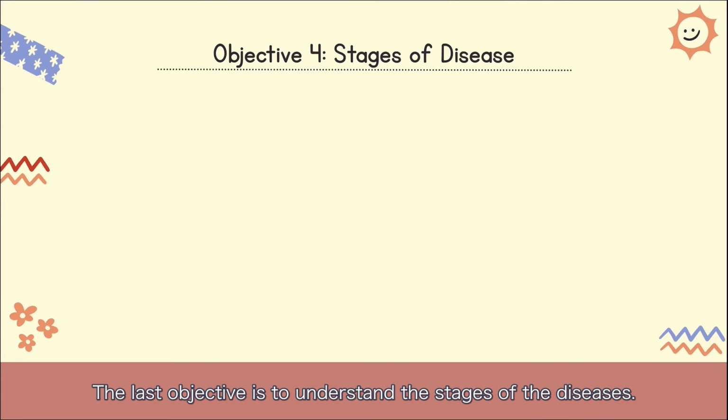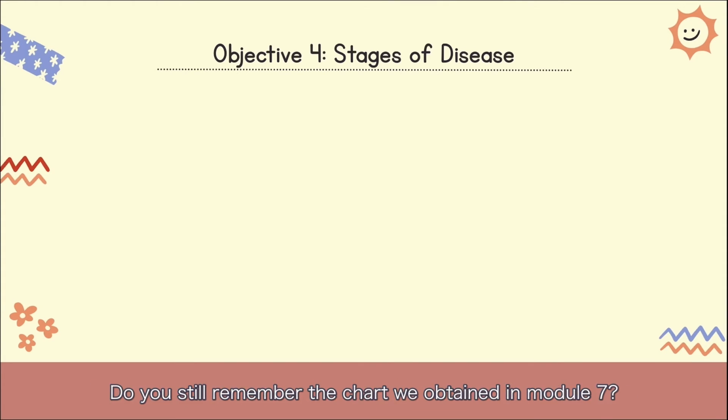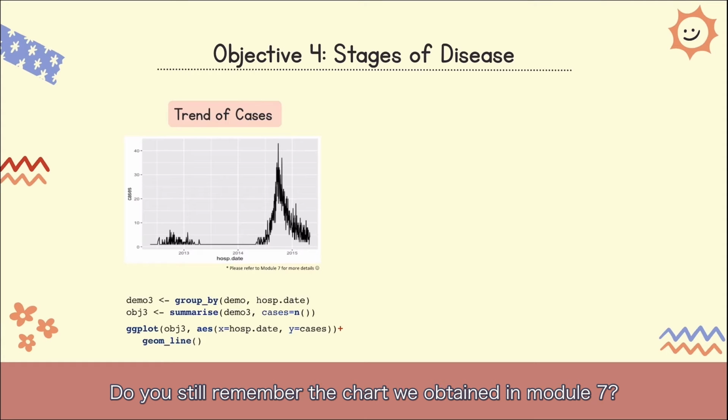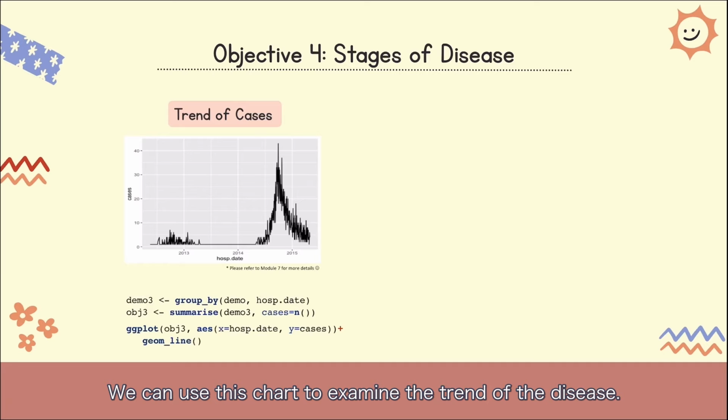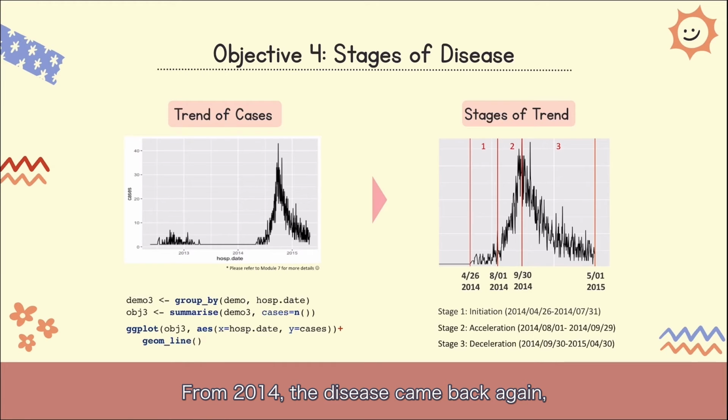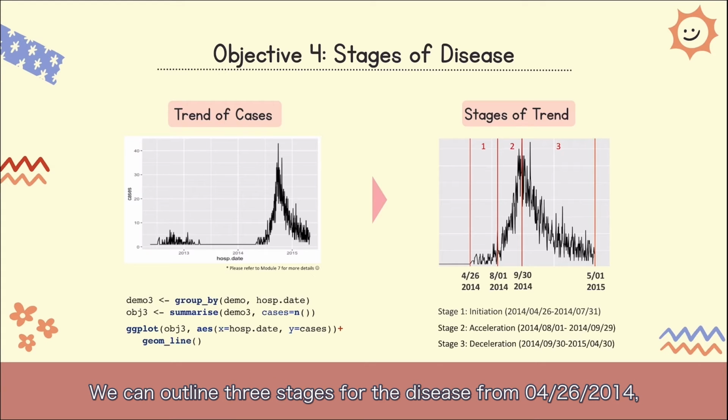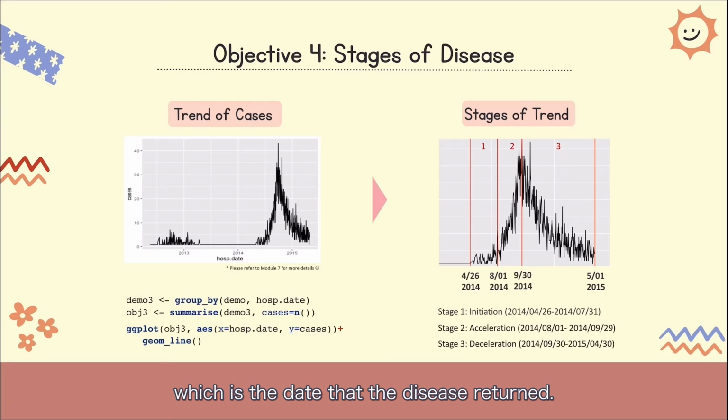The last objective is to understand the stages of the disease. Do you still remember the chart we obtained in Module 7? We can use this chart to examine the trend of disease. From 2014, the disease came back again and it quickly reached the peak in late 2014. We can outline 3 stages for the disease from April 26, 2014, which is the date that the disease returned.